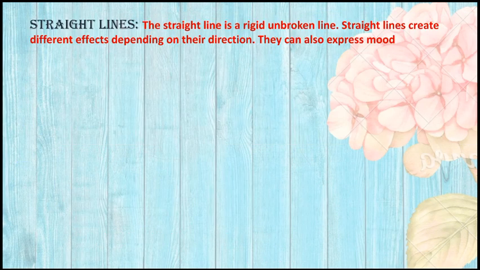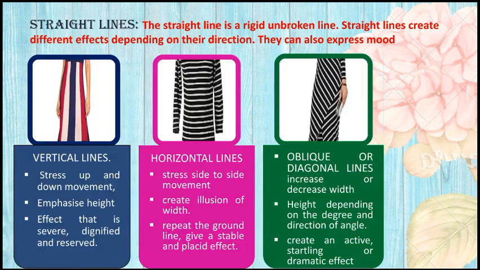Next we move over to types of lines. The lines can be straight lines or curved lines. The straight line is a rigid, unbroken line. It creates an effect depending upon the direction. It also expresses mood, whether you are happy or you are in a jolly mood. The vertical lines, they stress up and down movement, emphasize the height, effect that is severe, dignified and reserved.